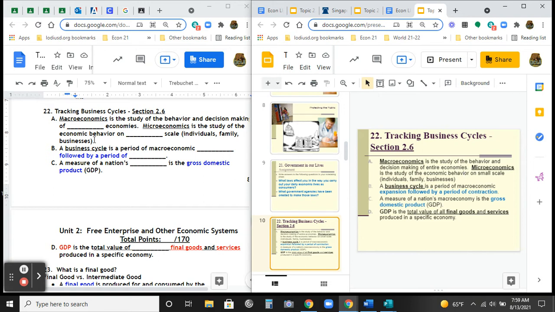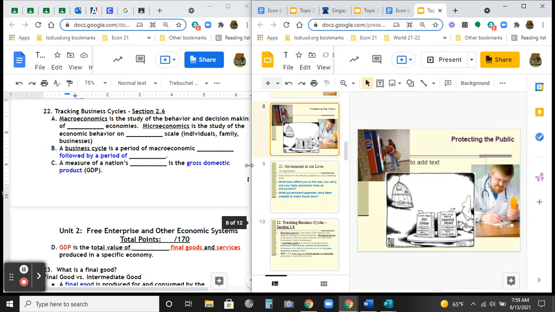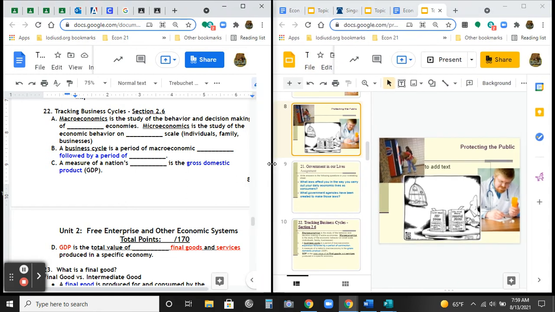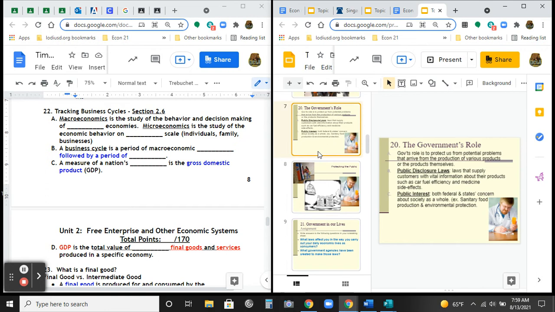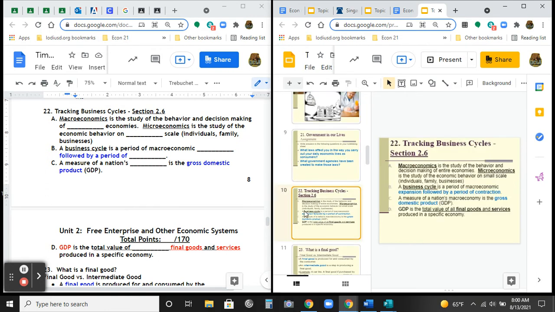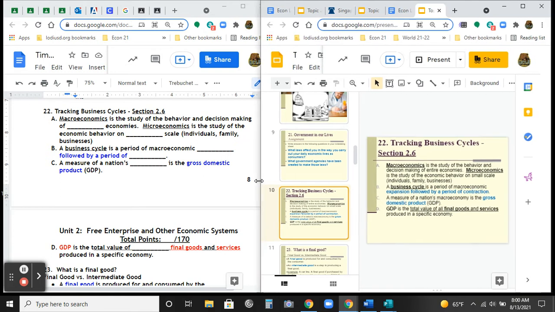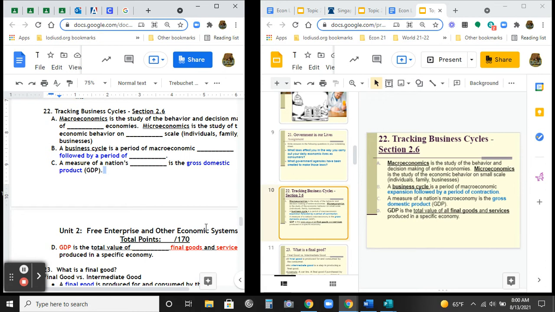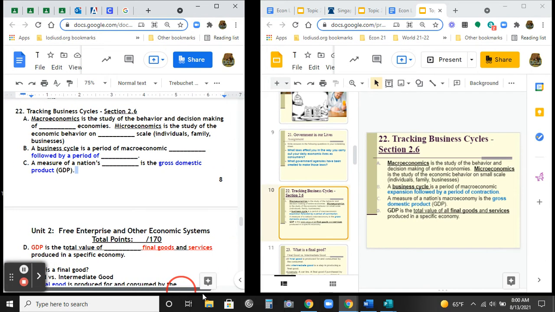A business, okay, so what do we need to add in? Let's go ahead and add into our notes. And it went to the next slide, but let's go back. And let's make this one bigger and this one smaller. Move this over. There it is. All right. So writing in entire. And then small.